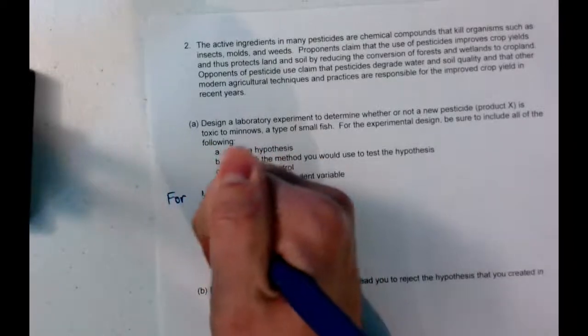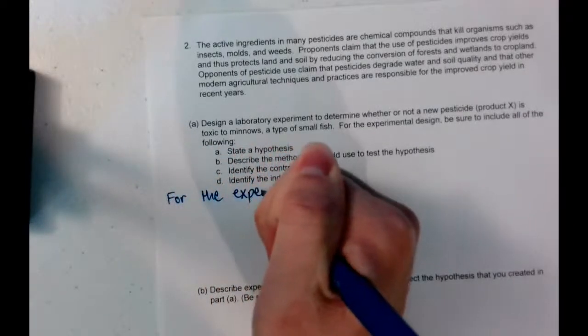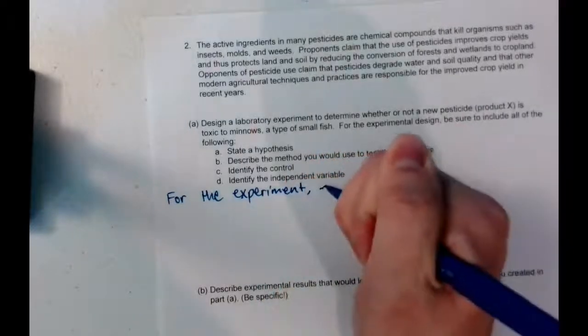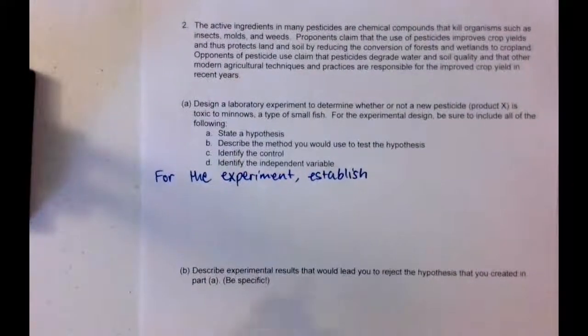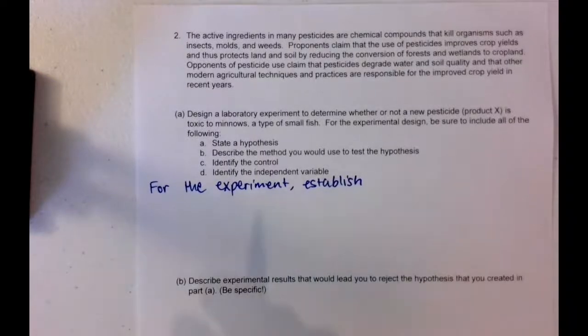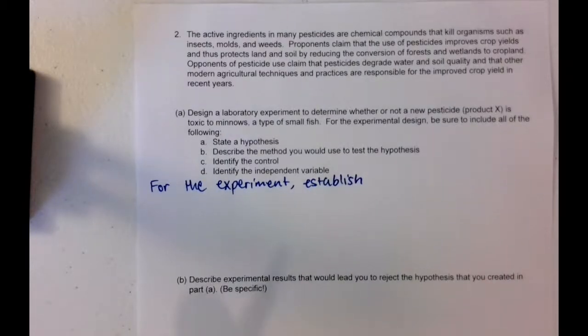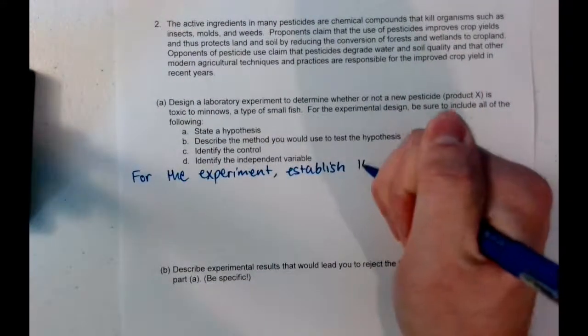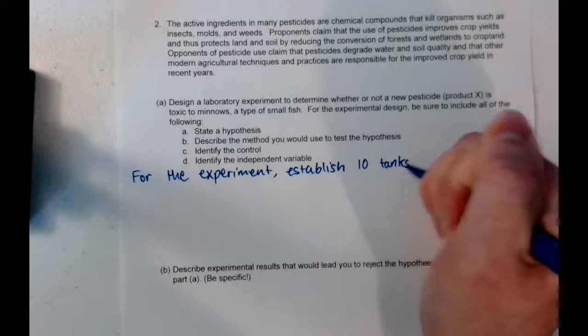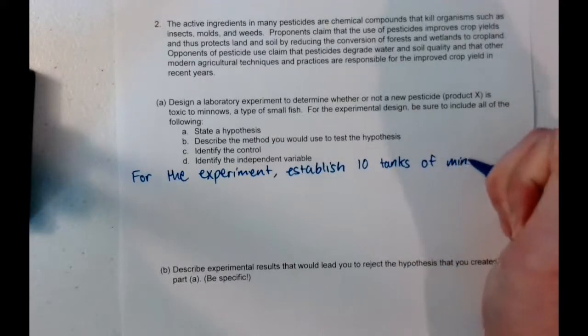Okay, so for the experiment, establish, and again, this is your own experiment. You can establish as many tanks as you want. You can establish 10 concentrations, 15 concentrations that you want to test. Usually the more concentrations you test, the better your curve is when you graph it, but it also takes up more time and more money. Okay, so for my experiment, I'm going to establish 10 tanks of minnows.